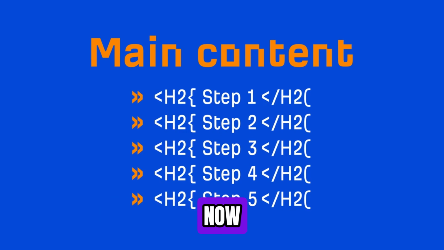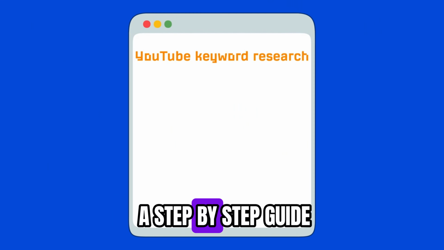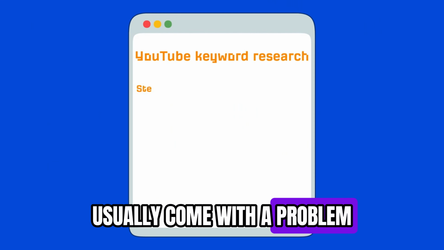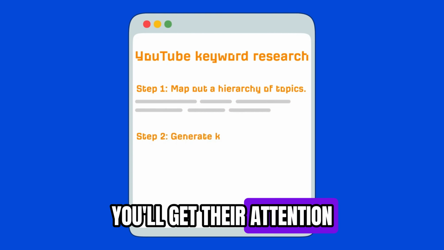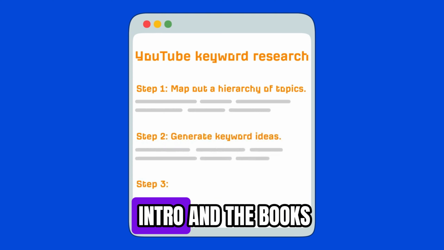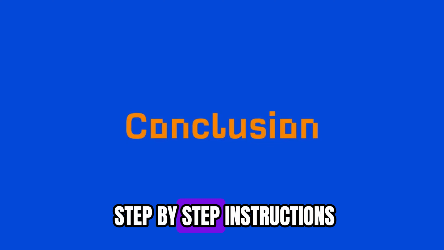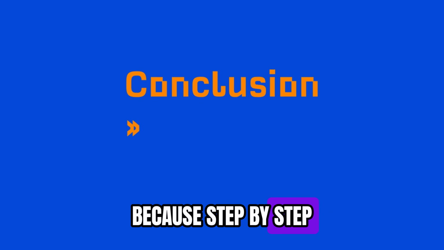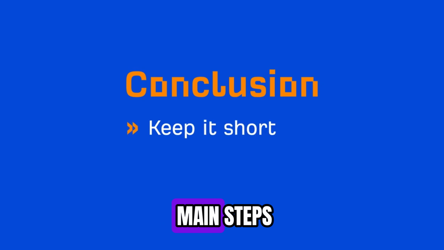Now, the reason why the PSP method is effective is because people who are reading a step-by-step guide usually come with a problem. They're looking for a solution. If you have proof of that solution, you'll get their attention. Alright, so with the intro done, we need to write the main content, which will be your step-by-step instructions. Because step-by-step guides have a logical sequence of instructions, you can use your H2s as the main steps.